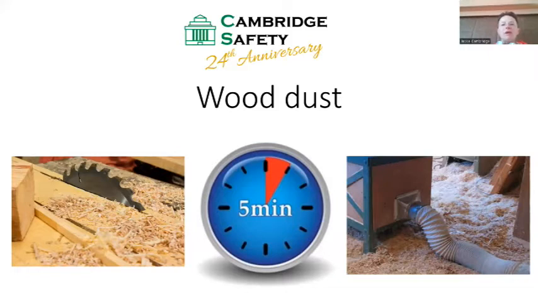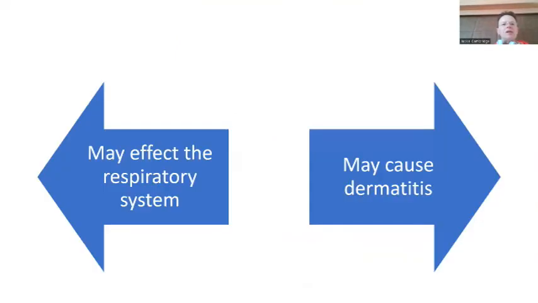So in this video, we're going to have a look at wood dust. It's a hazardous substance. It doesn't come in a bottle with a label, but it's an equally hazardous substance that if our employees are exposed to, we need to deal with it. If we're exposed to wood dust, we might breathe it in and that affects our respiratory system. But equally, if we get it on the hands or the skin, it can cause dermatitis.